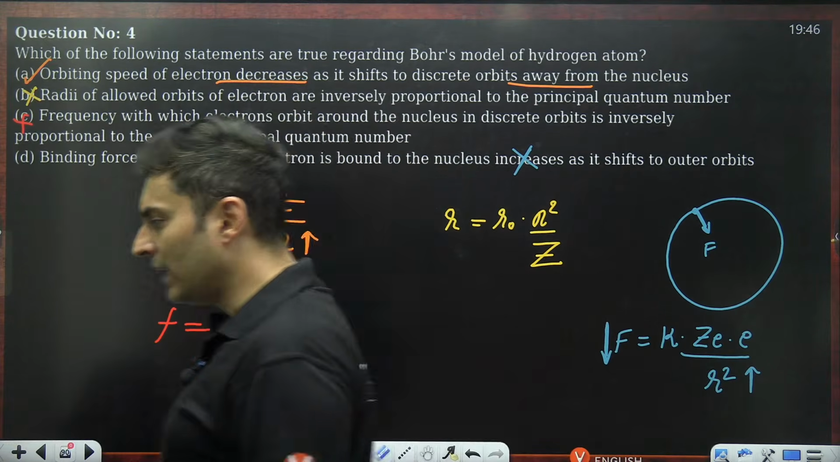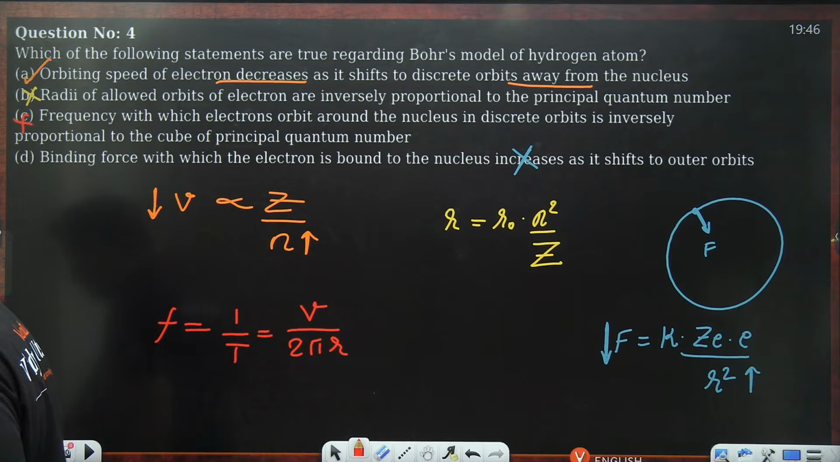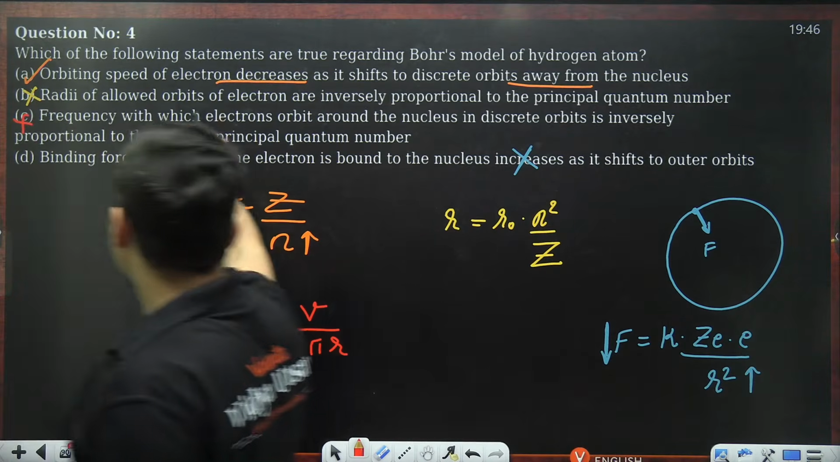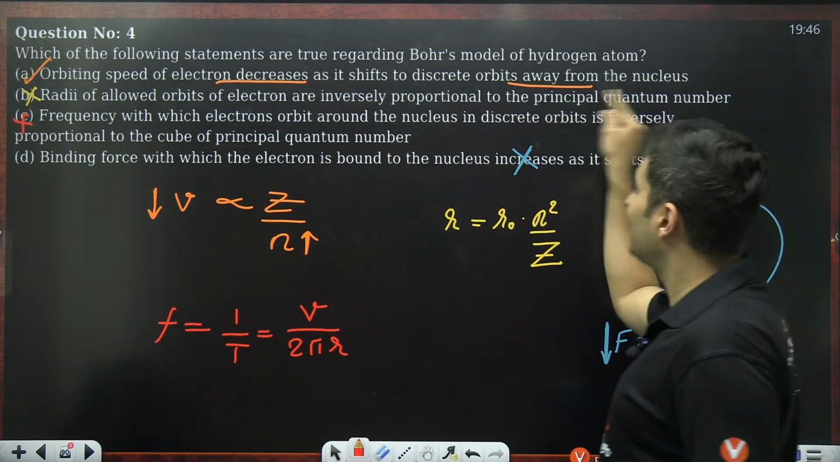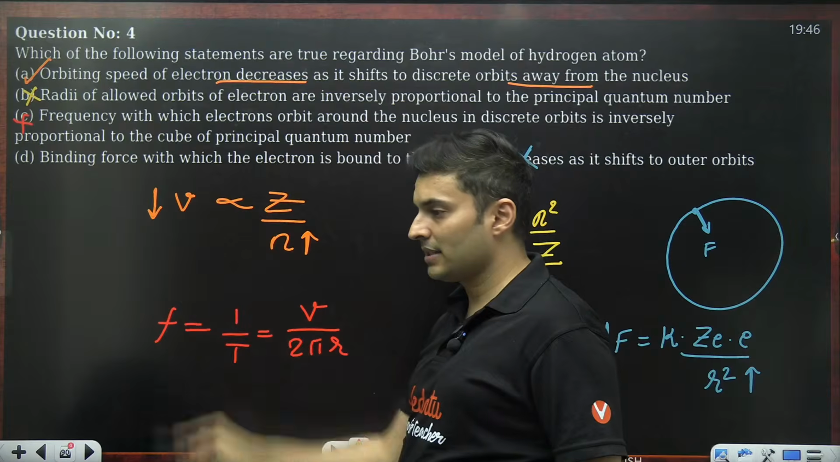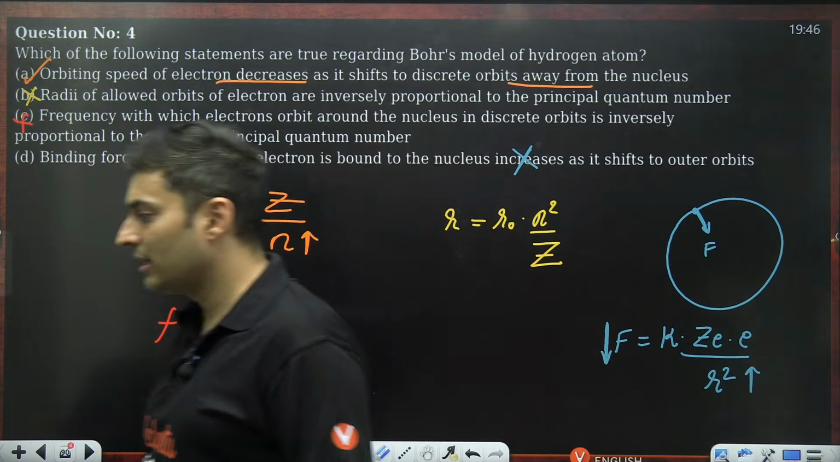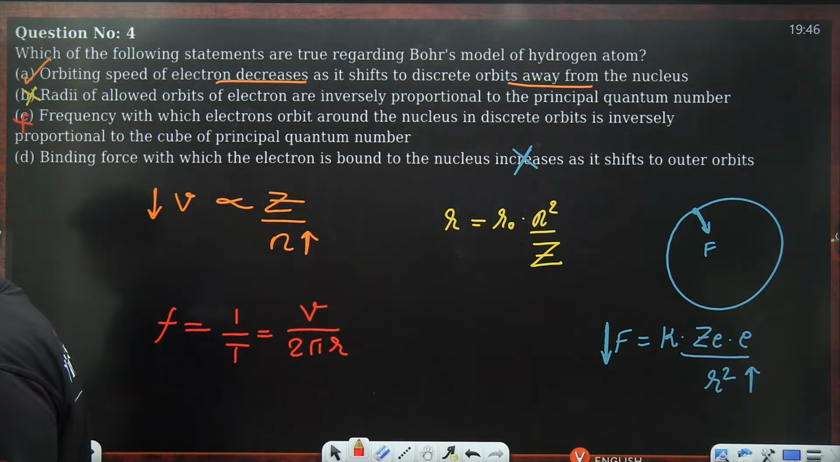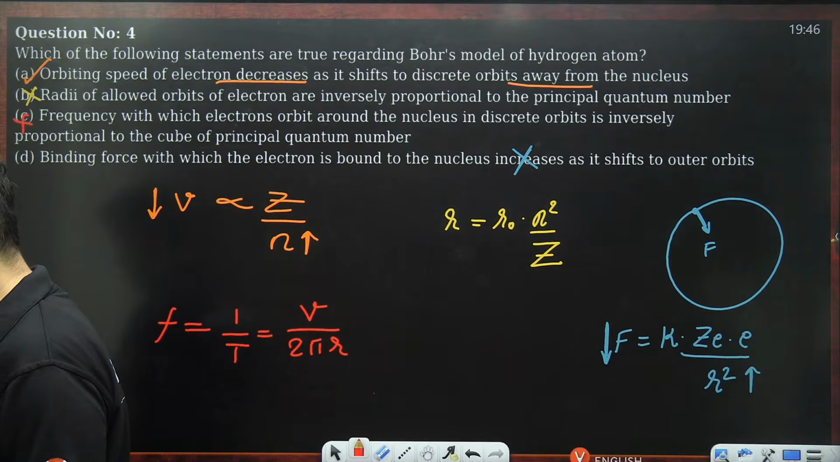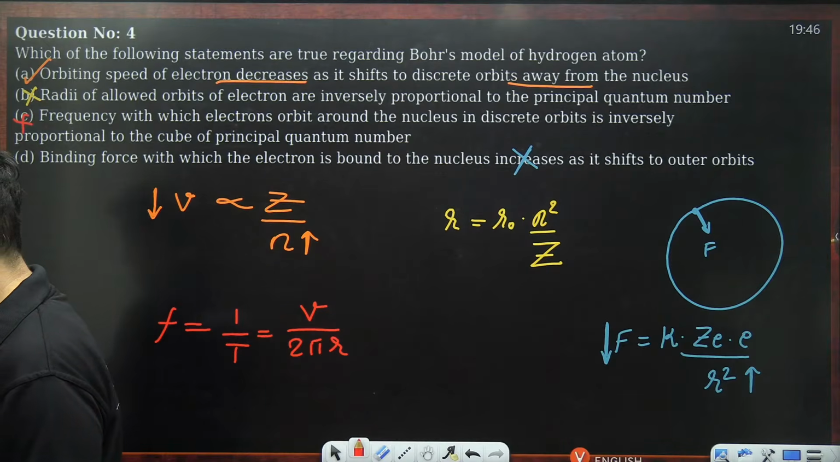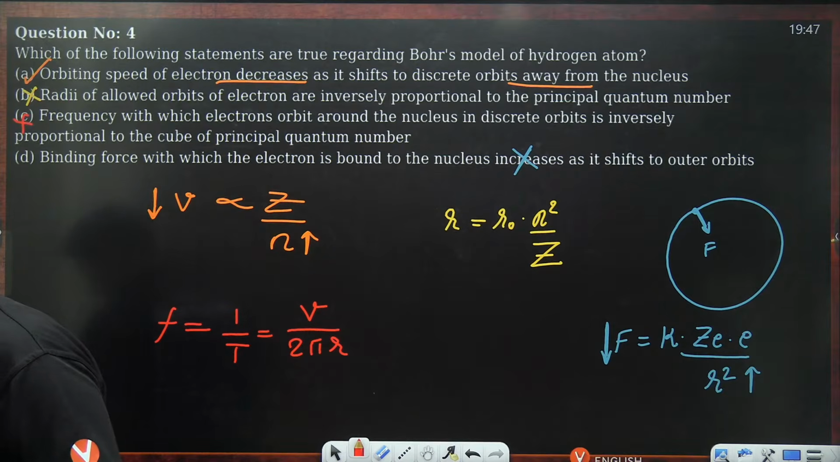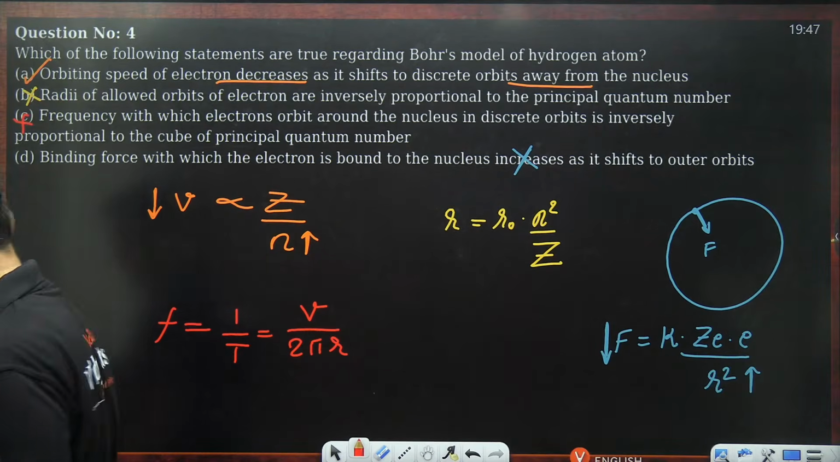Is that clear, my dear warriors? Everyone, orbiting speed will reduce as you shift to the orbits away from the nucleus. So n increases, velocity will reduce. Velocity will reduce, not option C. I don't know why you guys said C. Be careful. Did you guys get it? Why option A is correct? Be very, very careful.